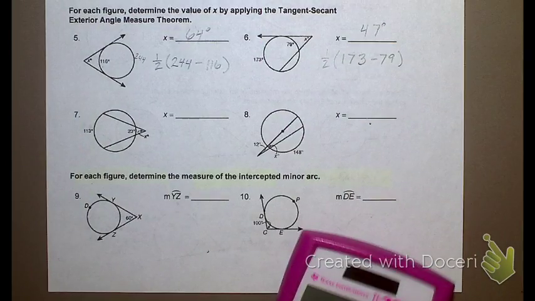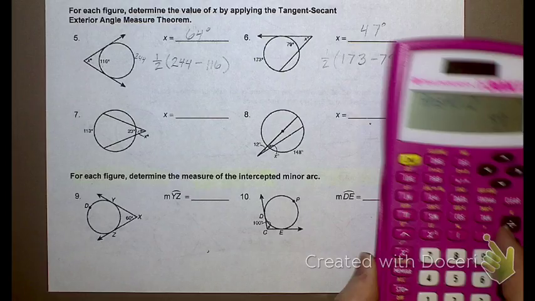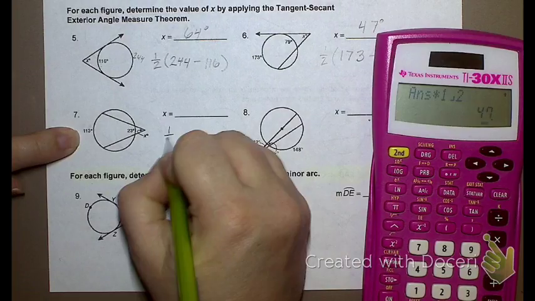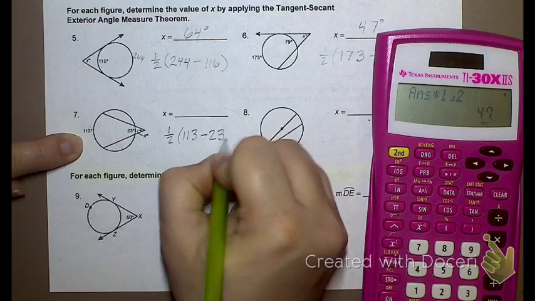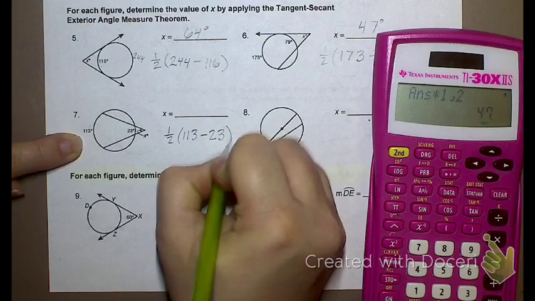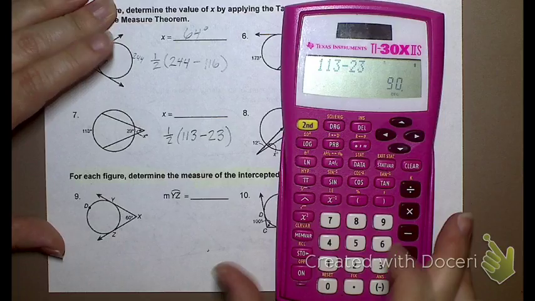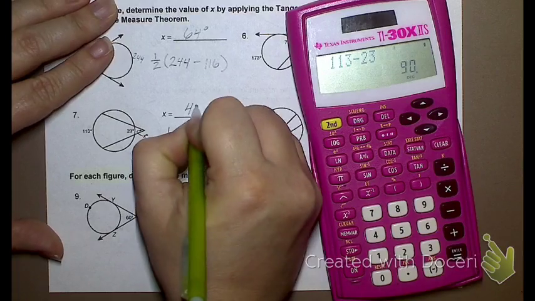I like these. These are easy, aren't they? All right, 1/2 of the big one minus the small one. 113 minus 23 is 90. Cut in half is 45 degrees.